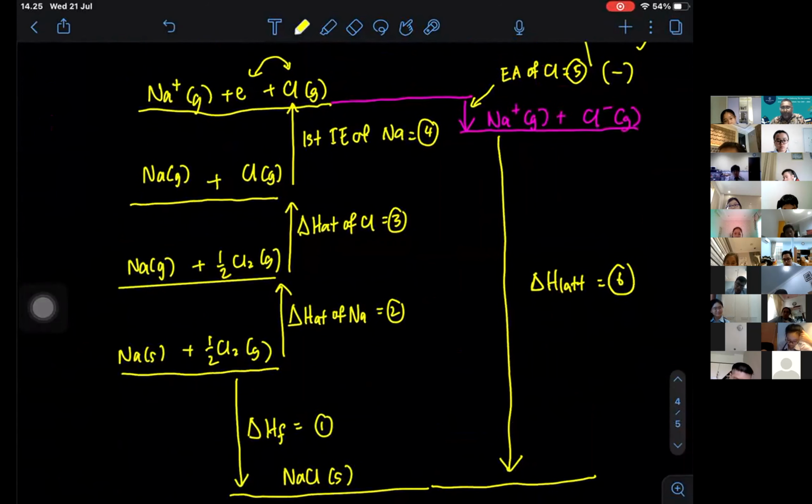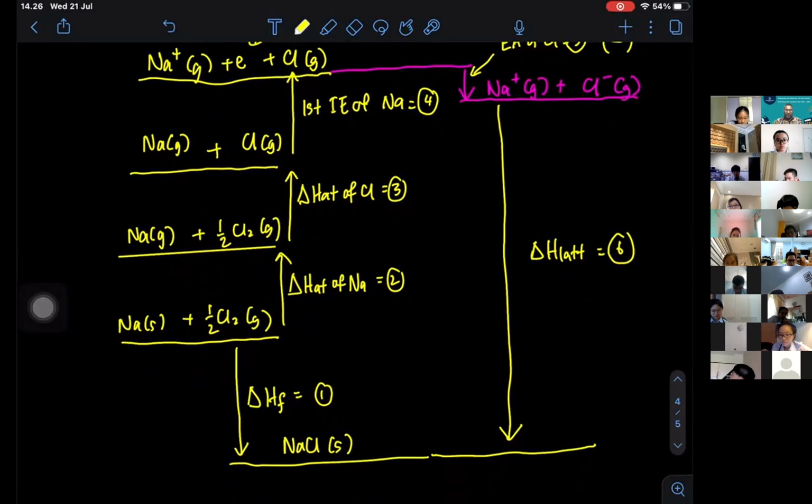For the left side, for the enthalpy of atomization, does it matter if you put the chlorine or the sodium first? It doesn't matter, because they are still going to go up. It doesn't matter what position you put. As long as they can join together to give you something like this, this is called the Born-Haber cycle.